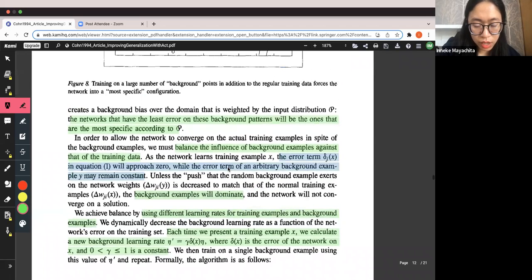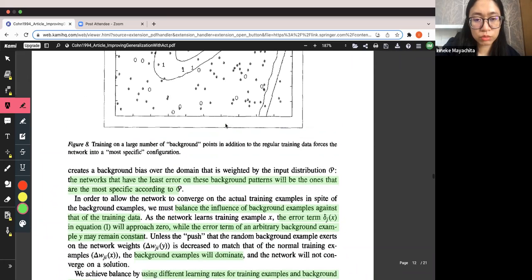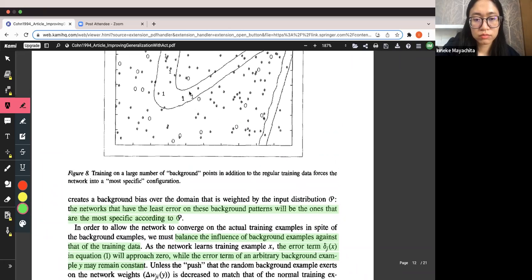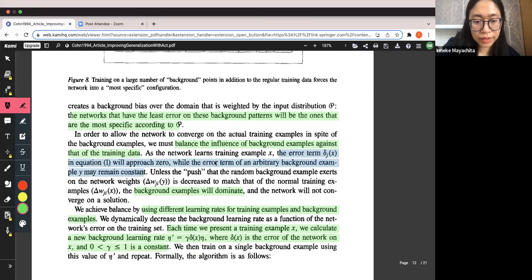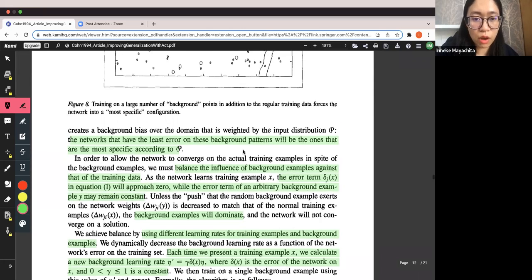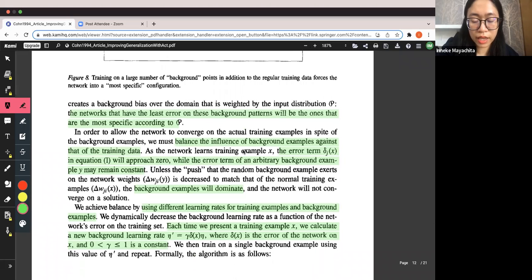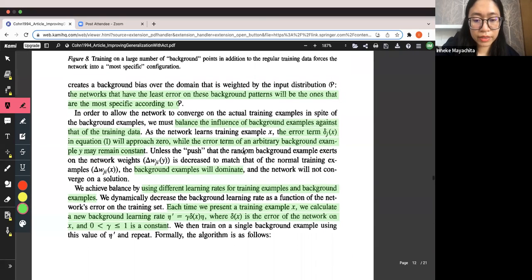So with this idea of adding background examples to learn these concepts, there is the possible issue that the background examples may be too many and dominate over the other examples. Hence, it makes it hard for the network to learn and generalize. They use separate learning rates for the training examples and the background examples.